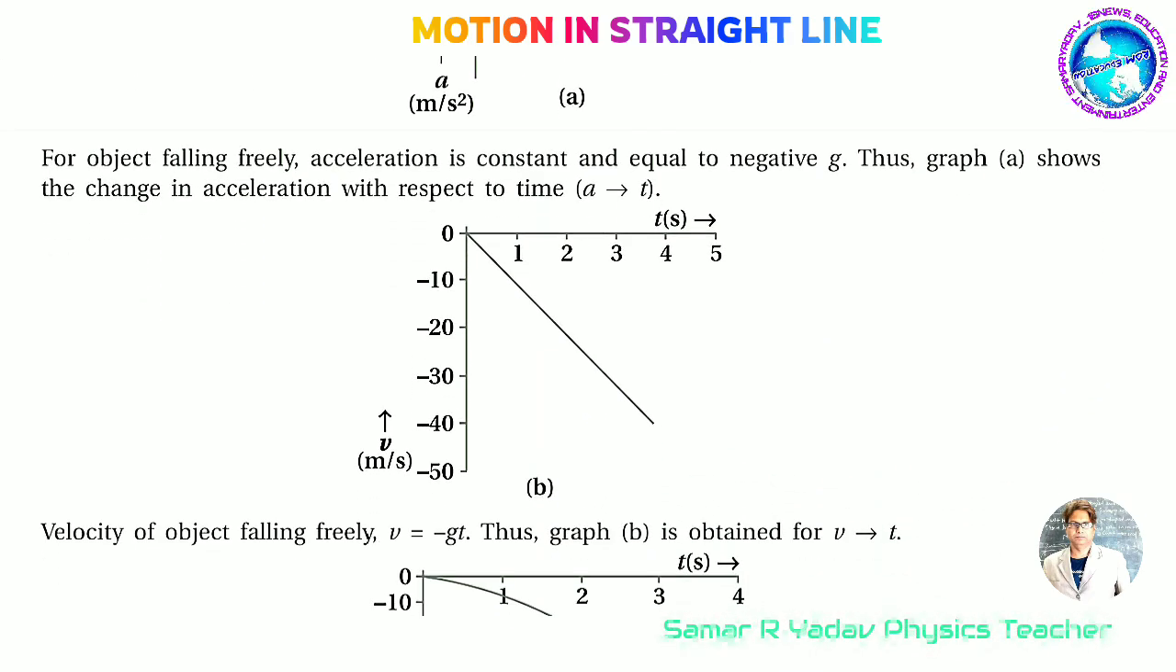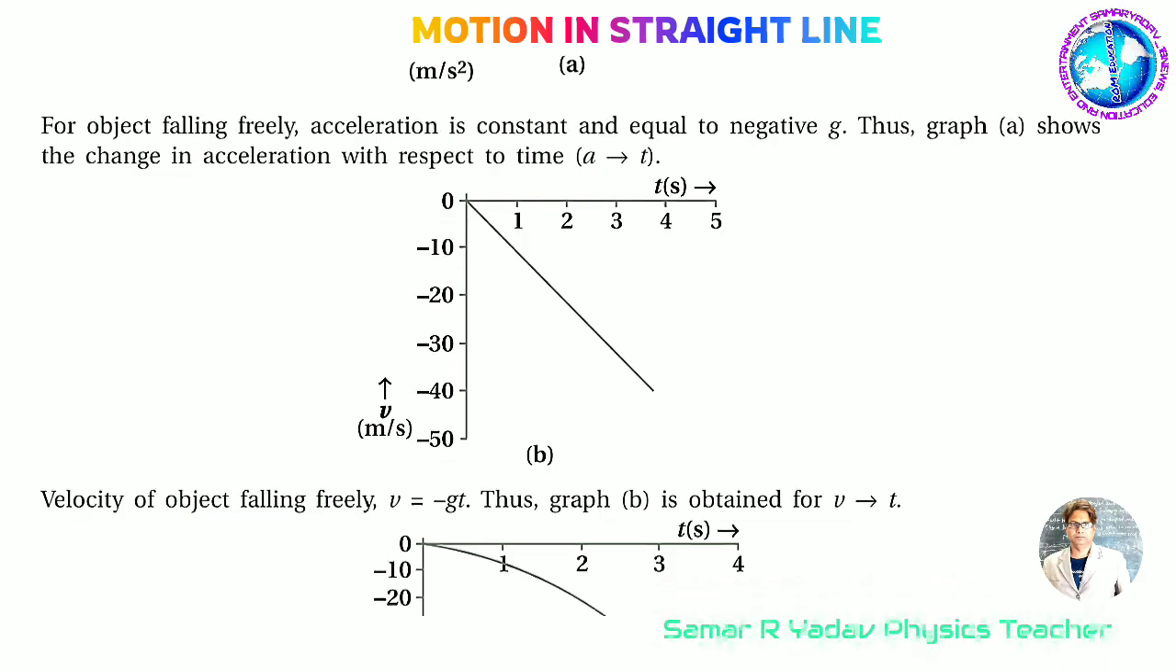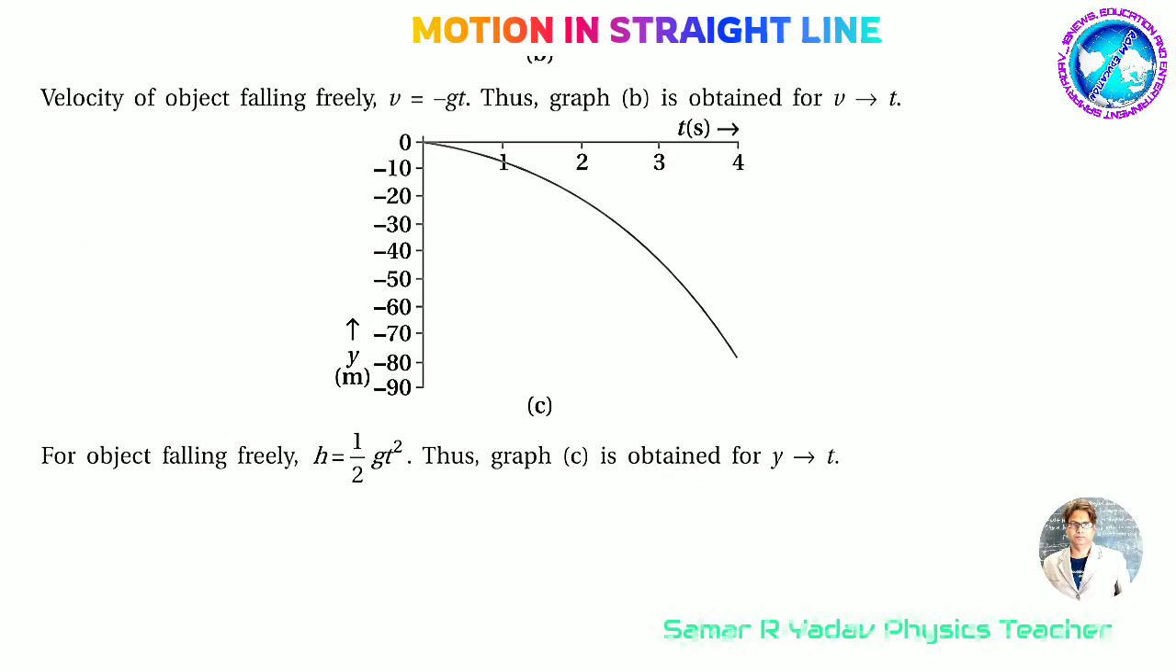Second graph, velocity of the object freely falling: v is equal to minus gt. Thus, the graph B is obtained for v versus t, as you can see in the figure. And the third graph, for an object falling freely, h is equal to 1/2 gt squared. Thus, the graph C is obtained for y versus t.